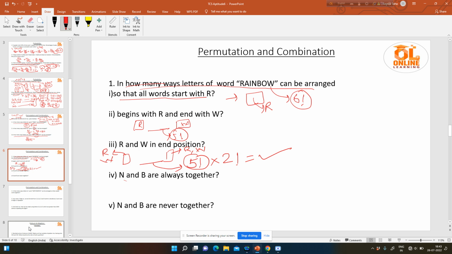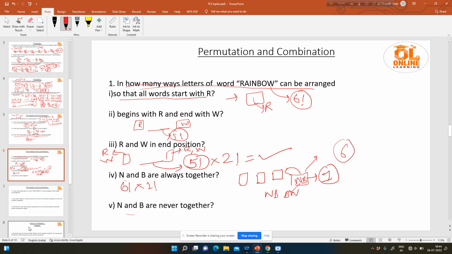Now n and b are always together, so we will consider it as 1. And it could be present in the front, it could be present in the middle, it could be present in the last. Okay, so we will consider it as 1. Other than 1, how many letters present? 1 2 3 4 5, and this is considering we as 1. So how many letters? 6 letters. So 6 factorial into 2 factorial. Why? We can arrange n and b among themselves. We can write nb also, we can write bn also. So our answer would be 6 factorial into 2 factorial.